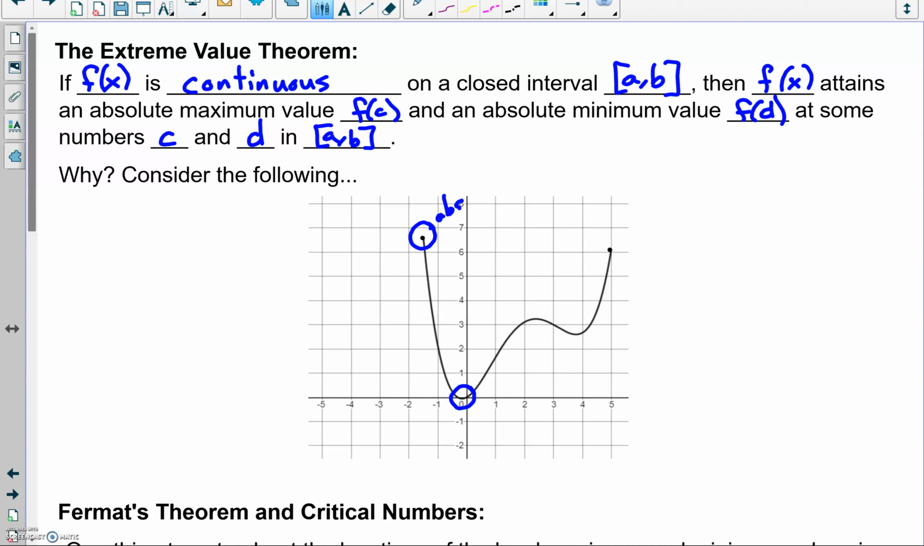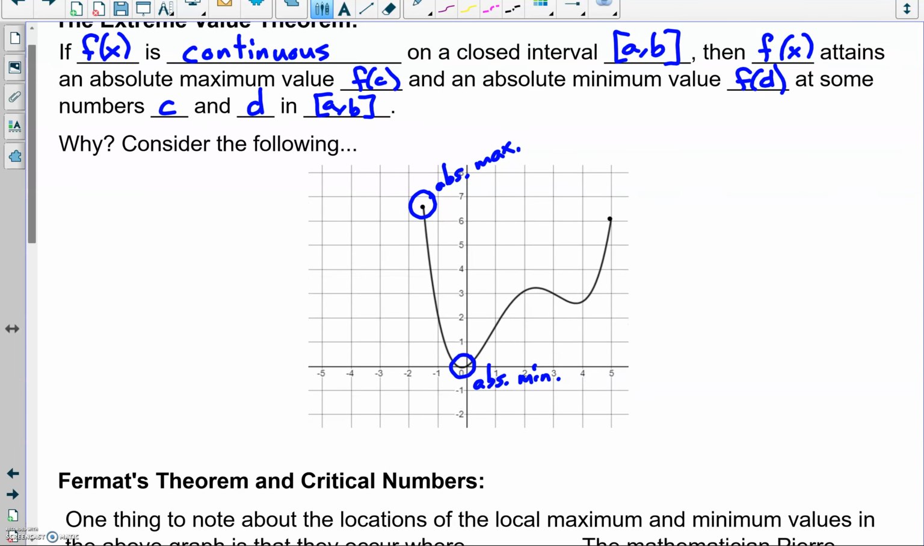So you get your absolute max here, absolute min here. So that's all that theorem says. We're not going to get into the proof of it. It gets a little messy for this class, but the concept intuitively should make sense.